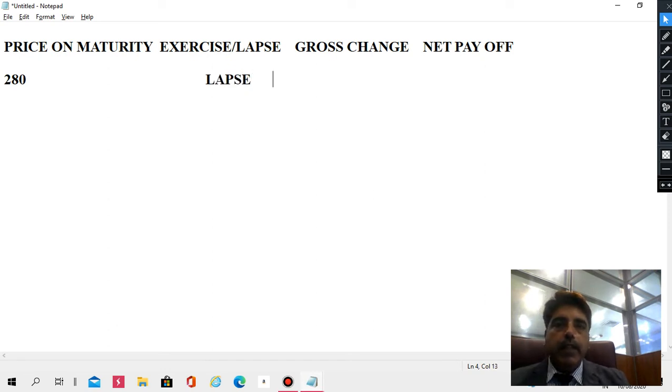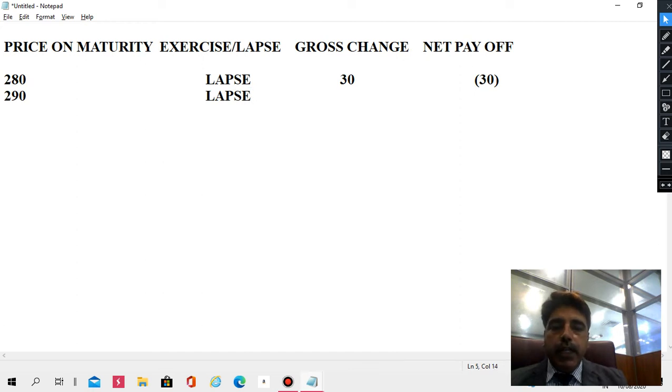What will be the gross change? The gross change will be 30, and the net payoff will be that he pays only 30 rupees as a part of the premium. Only the premium amount will lapse. Now, for an example, if the price goes to 290, then again he will lapse the contract, since it is not an obligation.